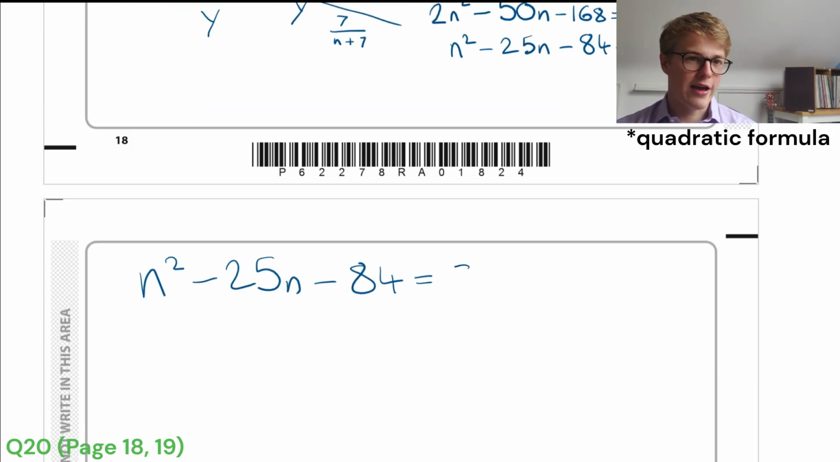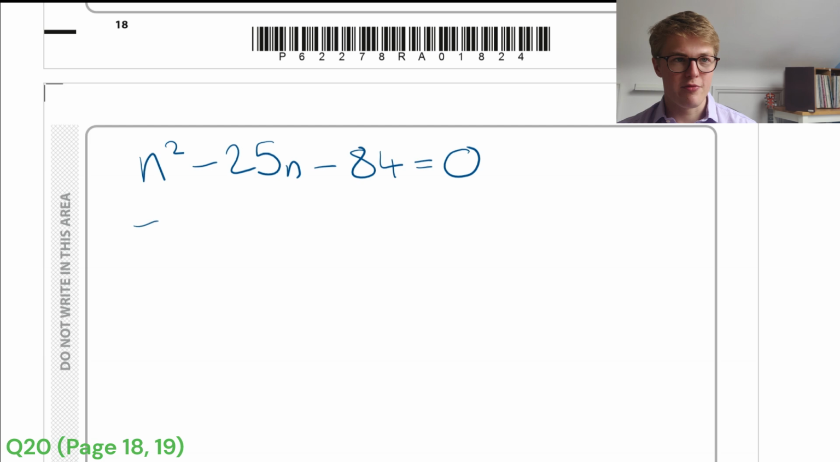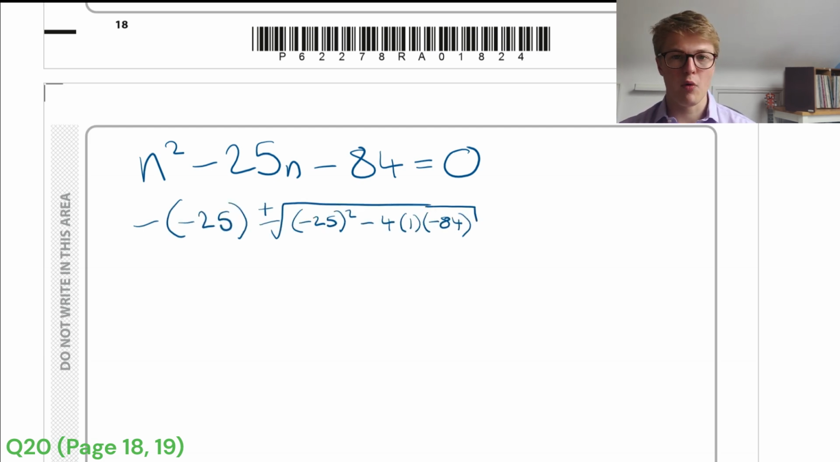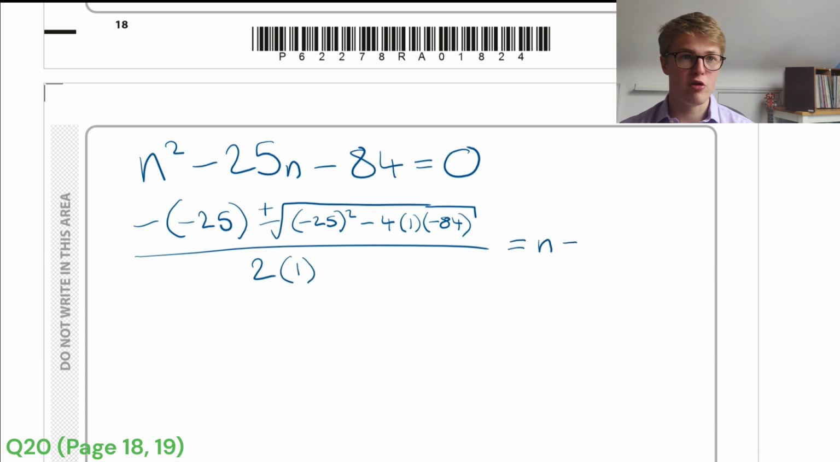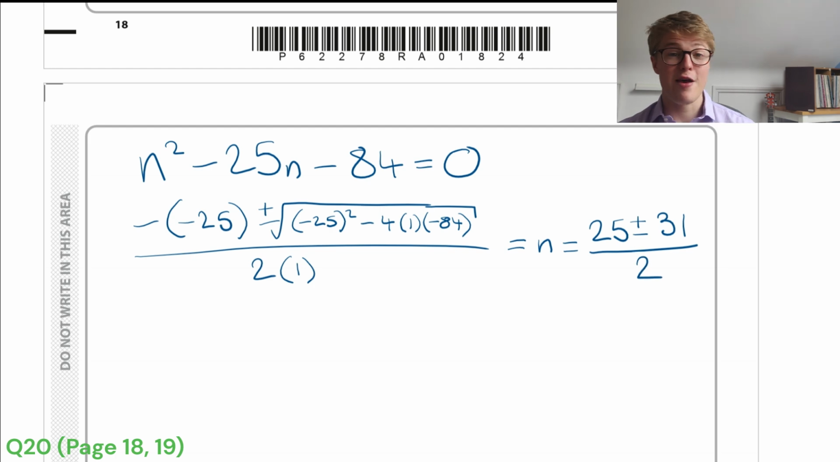Then we can use the quadratic formula, so we do minus minus 25 plus or minus the square root of minus 25 squared minus 4 times 1 times minus 84, all over 2 times 1. This gives us 25 plus or minus 31 over 2, so therefore n is going to be 28, or it's going to be minus 3.